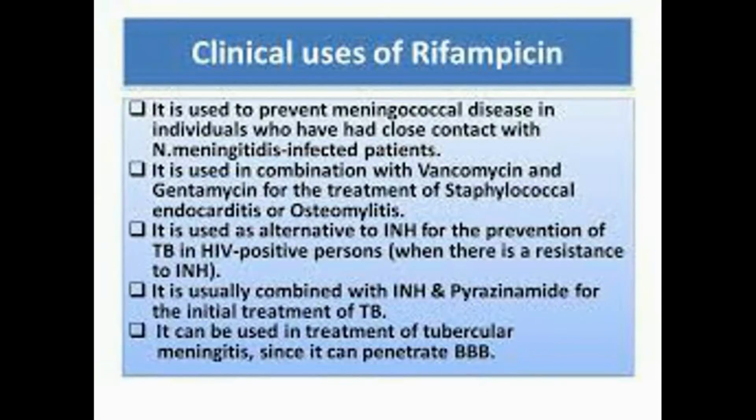The uses of rifampicin: it's used for treatment of tuberculosis and atypical mycobacterial infection. Rifampicin 600 mg daily is given in combination with other anti-tuberculosis drugs, or 600 mg twice weekly. It's also used for treatment of leprosy and prophylaxis of meningitis in close contacts, particularly children, at 20 mg per kg per day for 4 days. It is also used for resistant staphylococcal infection.